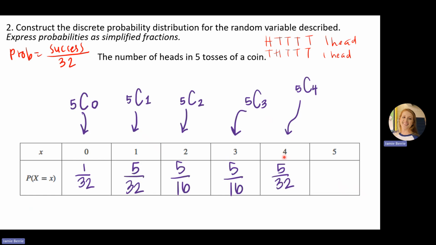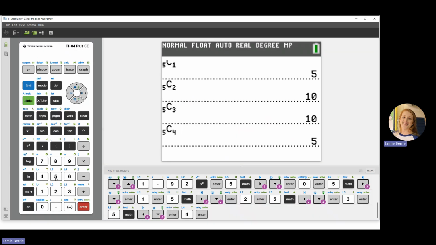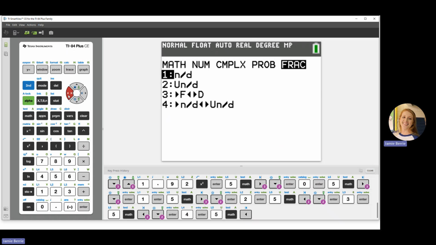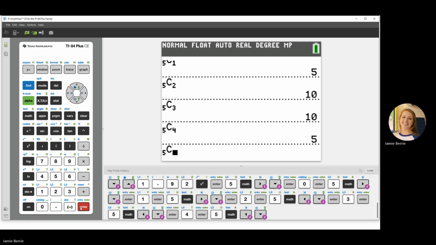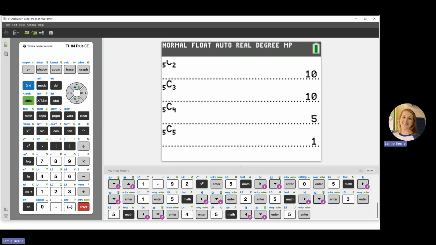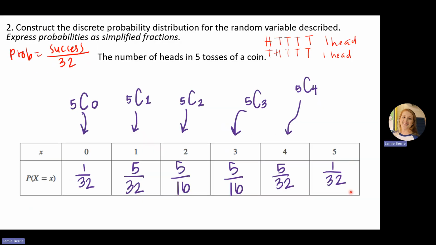And then lastly, how many ways are there to observe 5 heads? All right, so we know it's something out of 32. Let's figure out what the something is by doing 5 choose 5. You can already see the answer there, but let's go ahead and do it. 5 choose 5 would be 1. All right, so 1 out of 32.